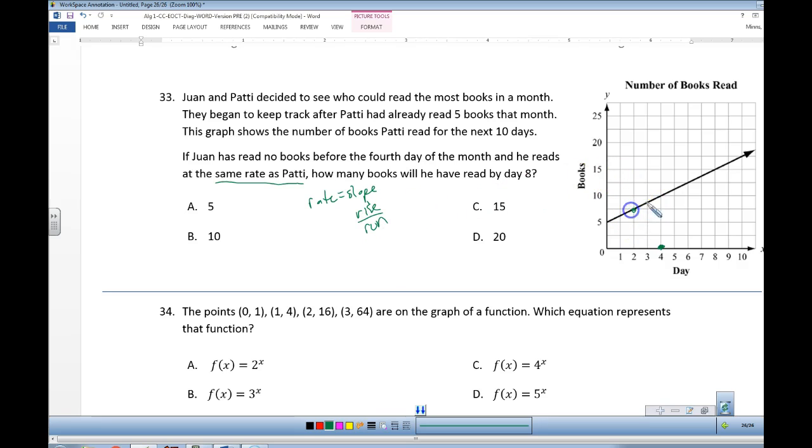Well, here we have a good point, and here we have a good point. A rise of 1, a run of 2. 1 over 2. So if I go 1 over 2, and 1 over 2, and 1 over 2, I will have Juan's line. It will look something like that. And now we can answer the question, how many books will he have read by day 8? Day 8, right here, ding, ding, ding, 5 books. The answer is A, 5 books.